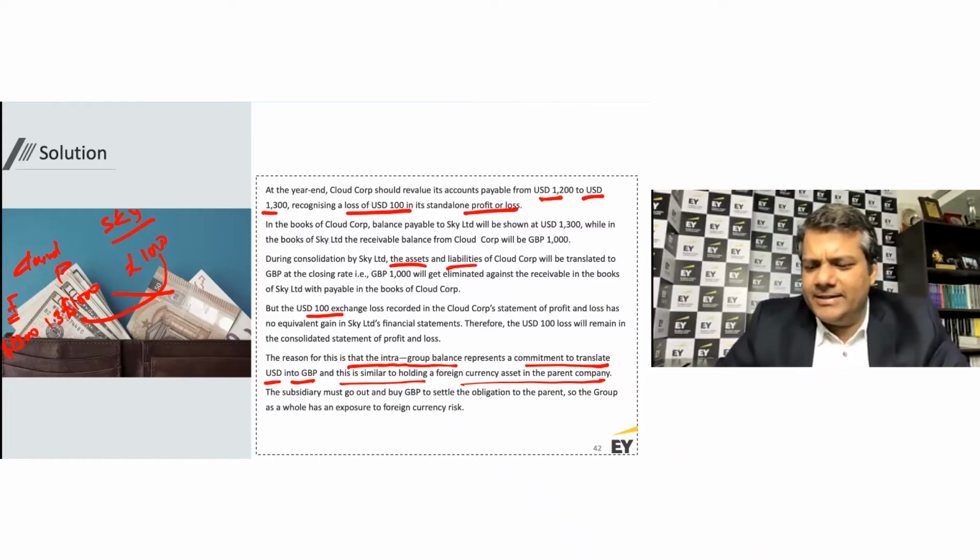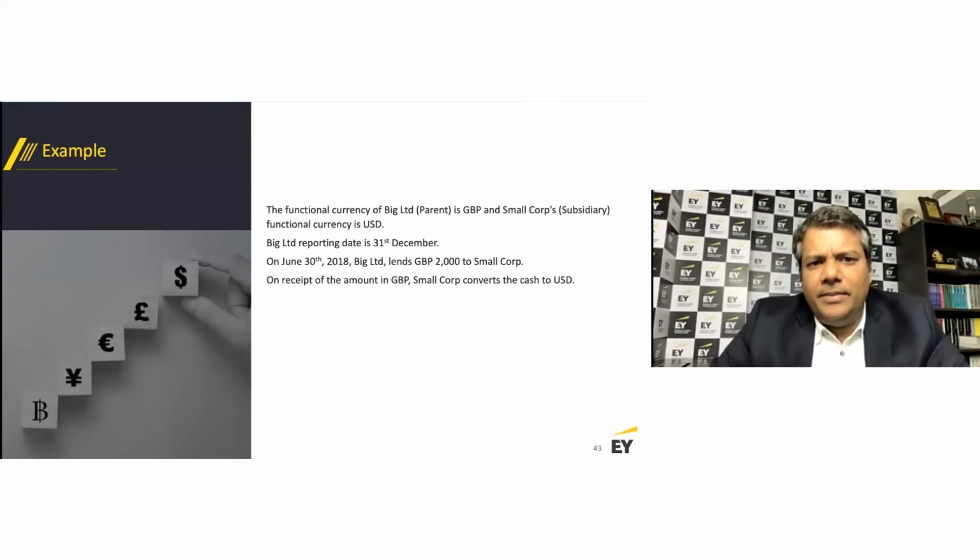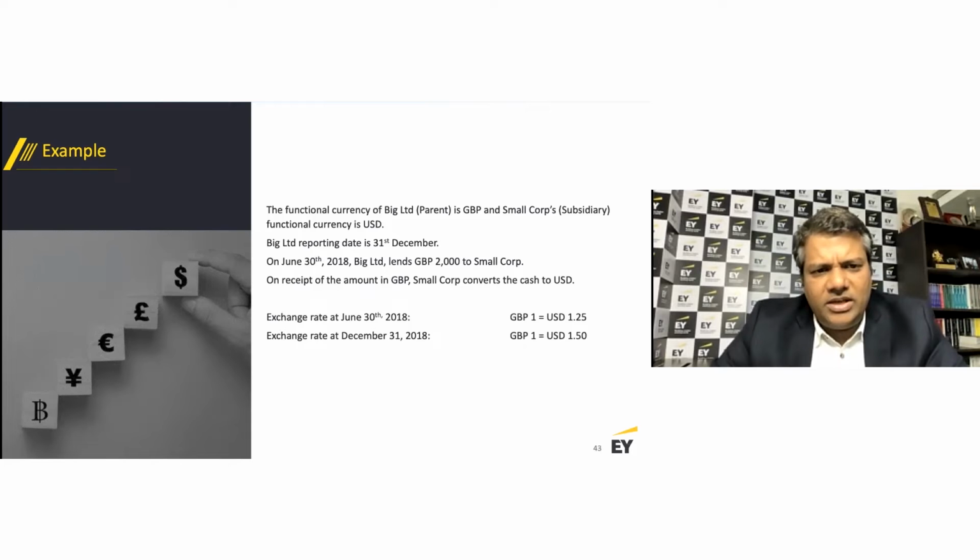Let's try and understand this with the help of an example. The functional currency of Big Limited is GBP, and Small Corp again is US dollar. Big Limited's reporting date is 31st of December. On June 30th, 2018, Big Limited lends GBP 2000 to Small Corp. On receipt of the amount in GBP, Small Corp converts the cash to US dollar on the day of receipt. Exchange rate at 30th June 2018, GBP 1 equals 1.25 USD. Exchange rate on closing date, GBP 1 equals USD 1.5.